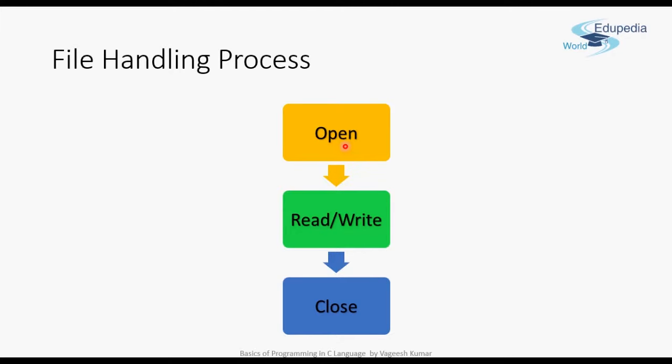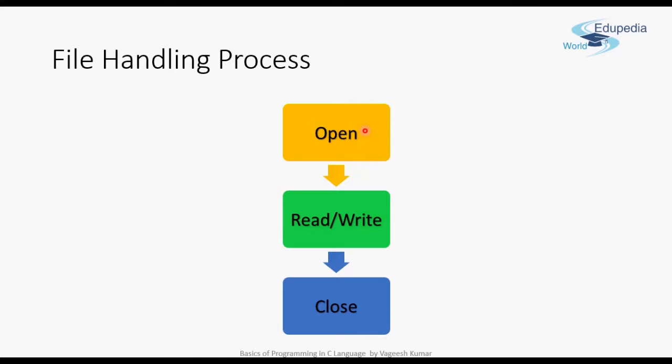So this is the basic file handling process that we are seeing on the screen. The first thing that you have to do is to open a file. Whenever you have to read a file or write a file, you first have to open the file. We have a particular function for opening the file which we will call, and in this function we will pass the path of the file.